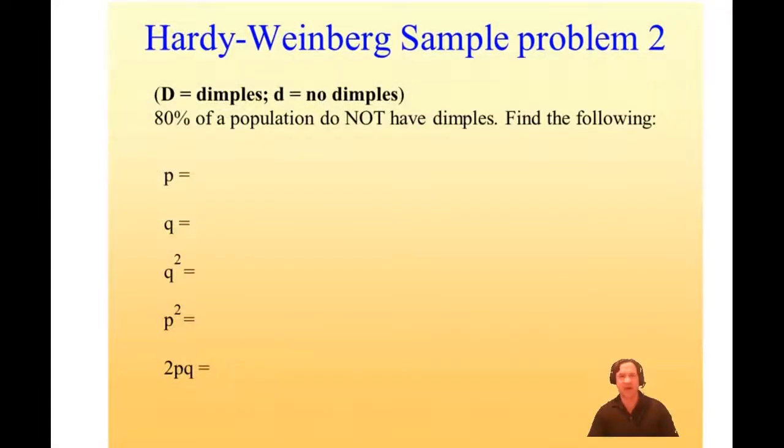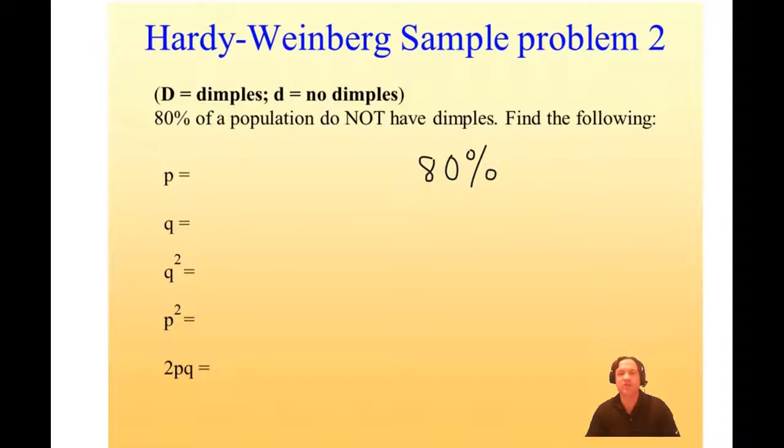Okay, so now we're going to try the Hardy-Weinberg sample problem number 2. Here we're going to look at dimples. Now, if you see there, dimples is a dominant trait. So you can have dimples by having one dominant allele or two dominant alleles. The only way you do not have dimples is you got to have two recessive alleles, or little d little d genotype. Now, in this problem, 80% of a population does not have dimples.